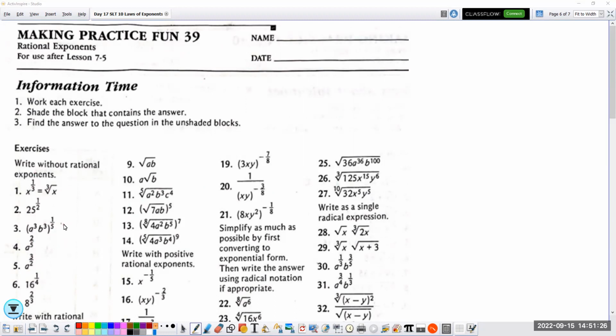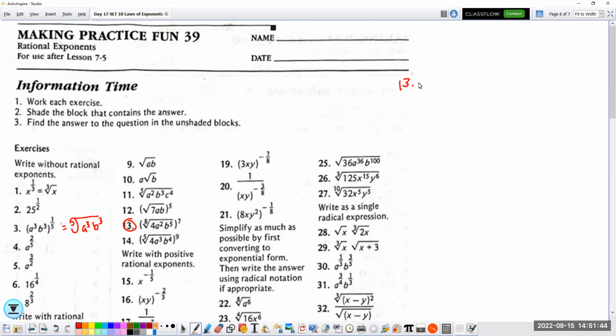So for example, like number 3, I just need to write that as the 5th root of a to the 3rd, b to the 3rd, because a 1/5 power is like a 5th root. Number 14, it says write with rational exponents. So let's take, or actually let's do 13.